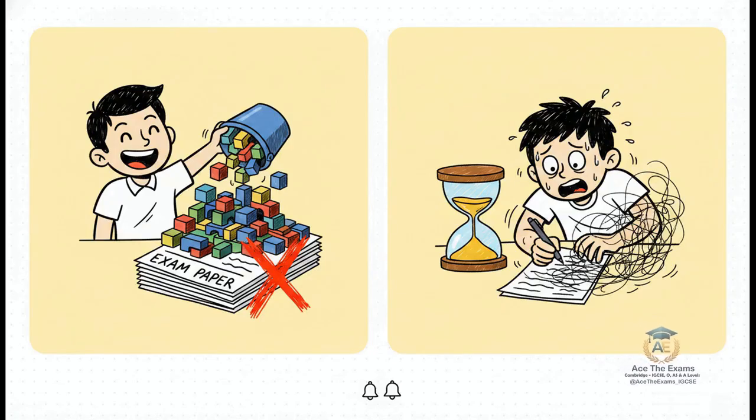On the other side, we have student Sam. Sam absolutely knows the material but panics under the timer, rushes the answers, and completely misses the command word requirements. If the question specifically says evaluate, Sam just describes. Both of these students lose massive marks, not because they don't know computer science, but because they don't know exam strategy.